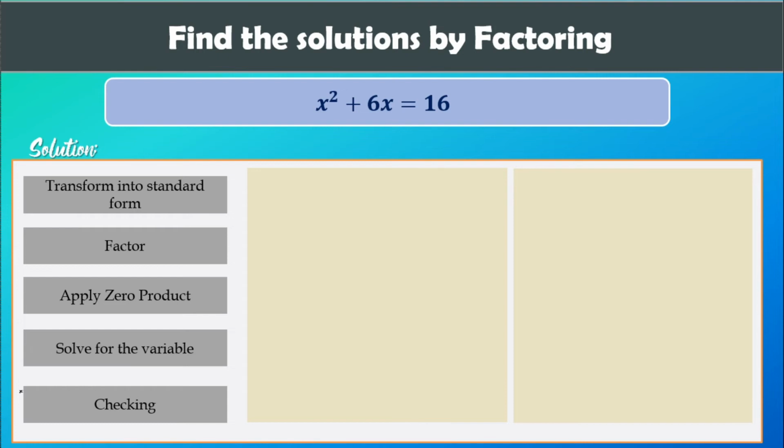In this example, x squared plus 6x equals 16. This is not in the standard form. Bakit? Kasi may constant na 16 sa right side. Let us transform this into standard form. How? We are going to move this positive 16 to the left side of the equation. So, magiging x squared plus 6x minus 16 equals 0.